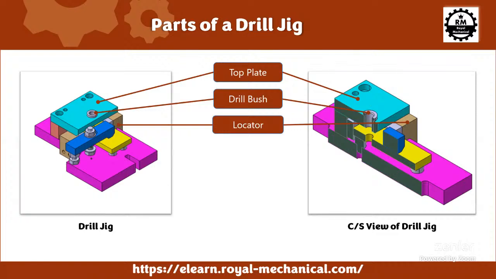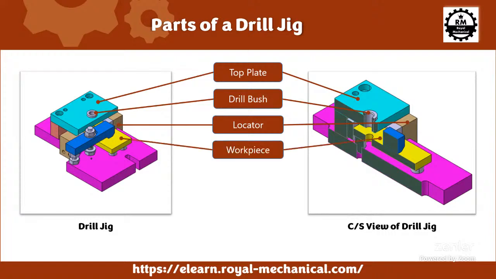Then we have the locators. Right now, just understand what are the parts of the drill jig. Later, you will get a better clarity of all these parts. And once I start designing, you will have a clear understanding of each and every part, the functionality of the part, and how it is designed using Catia V5. So these are the locators.